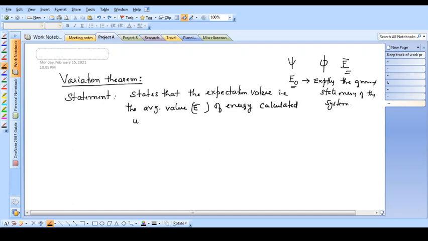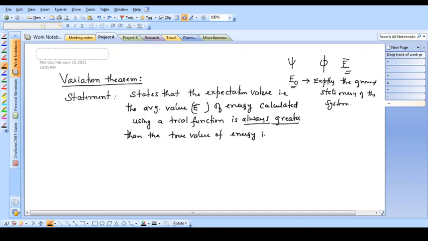calculated using a trial function such as phi, is always greater than the true value of energy, or you can also call it as ground state energy.